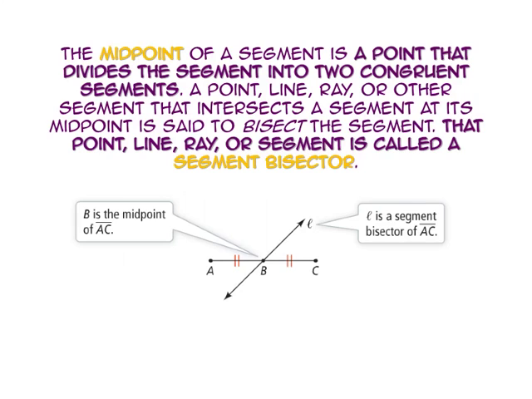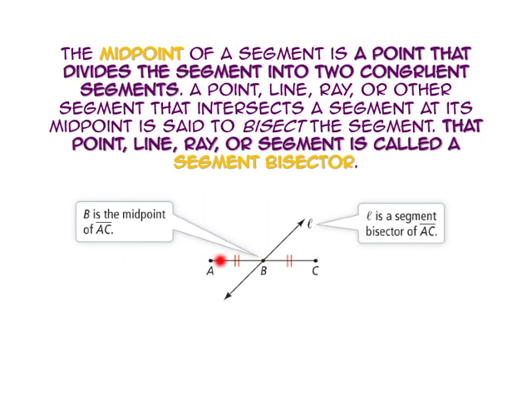The midpoint of a segment is the point that divides a segment into two congruent segments. A point, line, ray, or other segment that intersects a segment at its midpoint is said to bisect that segment. The point, line, ray, or segment is called a segment bisector.